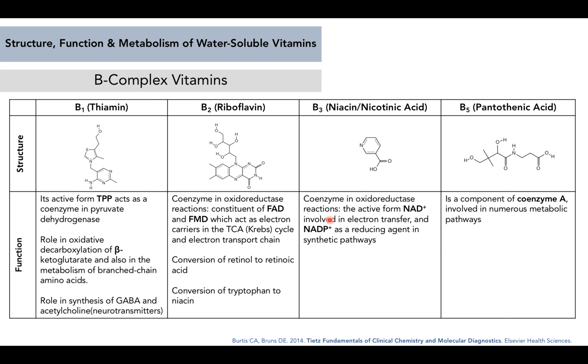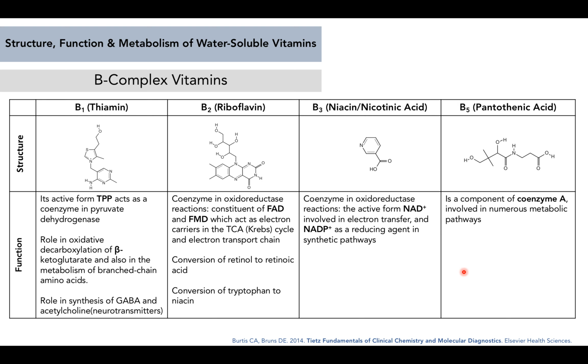Now, the third B complex vitamin is niacin or nicotinic acid. This is the structure, and niacin is involved as a coenzyme in oxidoreductase reactions in the form of nicotinamide adenine dinucleotide, or it's also involved as a reducing agent in synthetic pathways as nicotinamide adenine dinucleotide phosphate. So these are the two forms of coenzyme niacin. Now, the fourth one is pantothenic acid or B5.